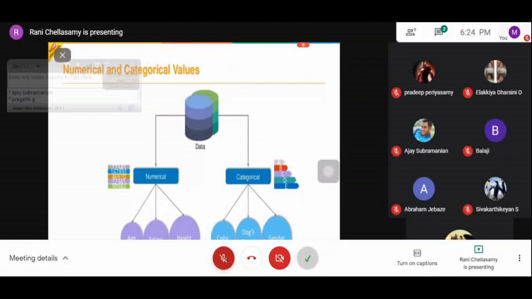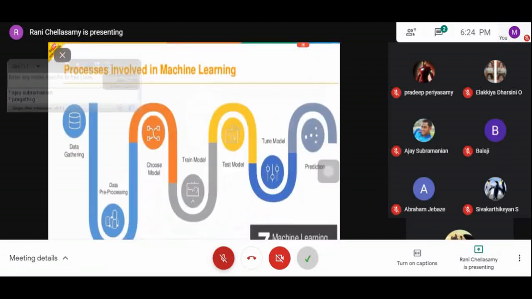Okay. So coming on to the processes involved in machine learning, there are seven processes. First, it starts with the data gathering and it will move on to the data pre-processing, that is removing the noises and the outliers from the collected data. Okay.